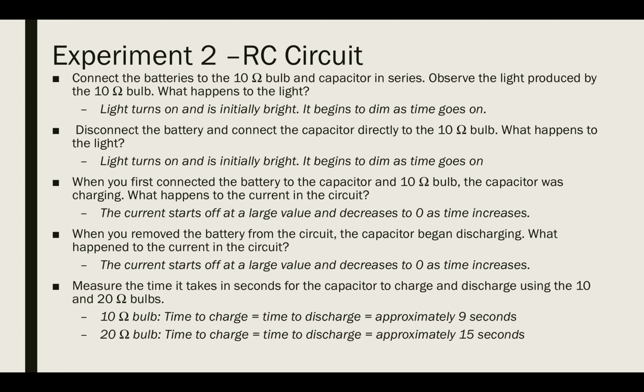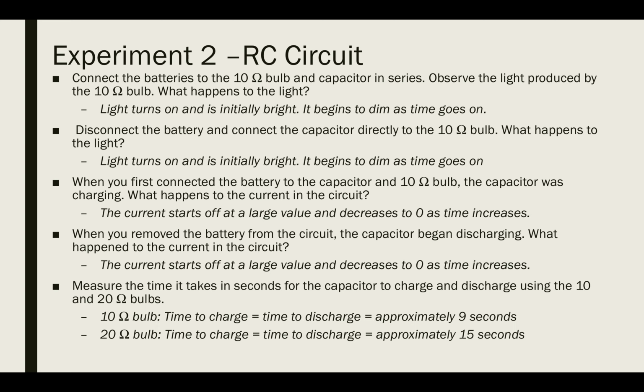So next we investigated RC circuits. When I initially connected the battery to the 10 ohm bulb and the capacitor in series, I observed that the light bulb initially turned on brightly and began to dim as time goes on. I had the same observation when I connected the capacitor directly to the 10 ohm bulb. From that observation, I inferred that the current in the circuit starts off at a large value and decreases to 0 as time increases for both scenarios.